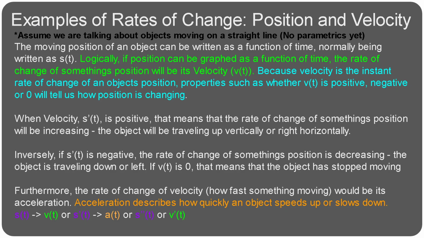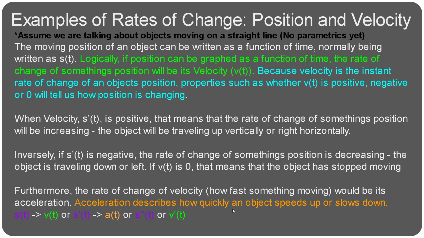And inversely, if s prime of t or velocity is negative, that means the rate of change of something's position is decreasing. So it is traveling to the left, or that means that the object has traveled down. And then if v of t is zero, that means that the object has no movement and it is completely stopped.